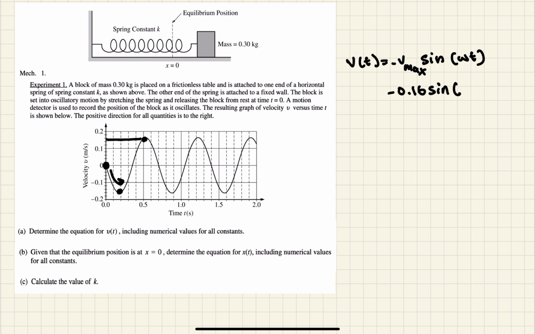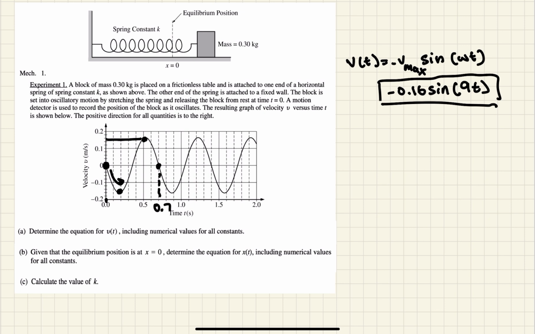What's omega? Well, we can do the same thing we did for that multiple choice problem, find the period. This is going to be a bit more difficult because you start here, you want to end here. What is that? That's 0.7. You have to do 1 over 0.7 to get the frequency and multiply that by 2 pi to get the angular frequency. That's going to be 9 if you calculate it. So it's going to be 9t. And so your equation for v of t is going to be negative 0.16 times sine of 9t.